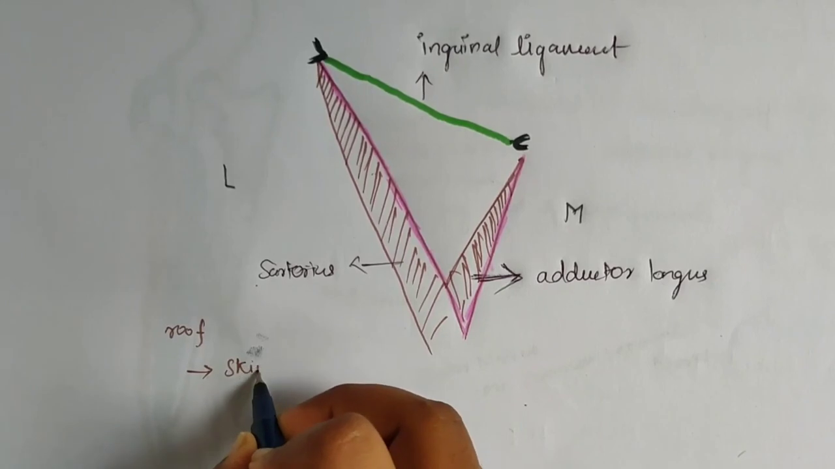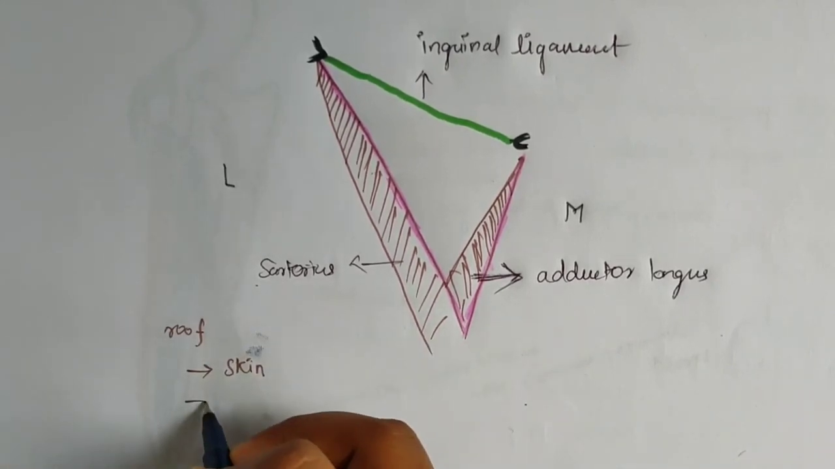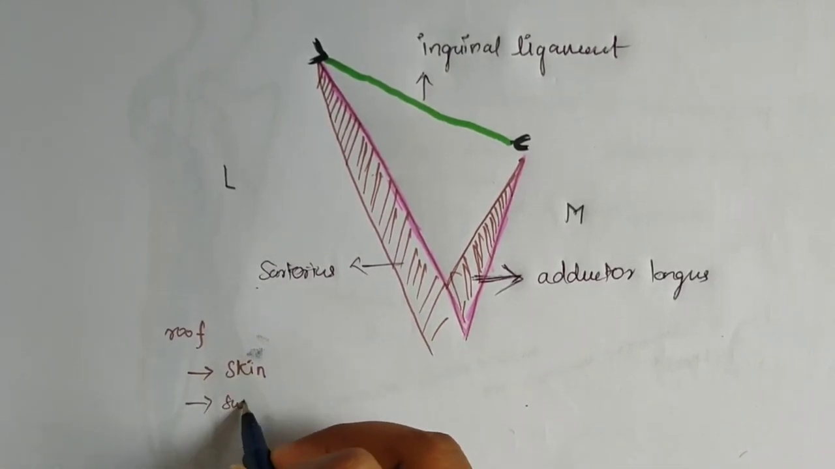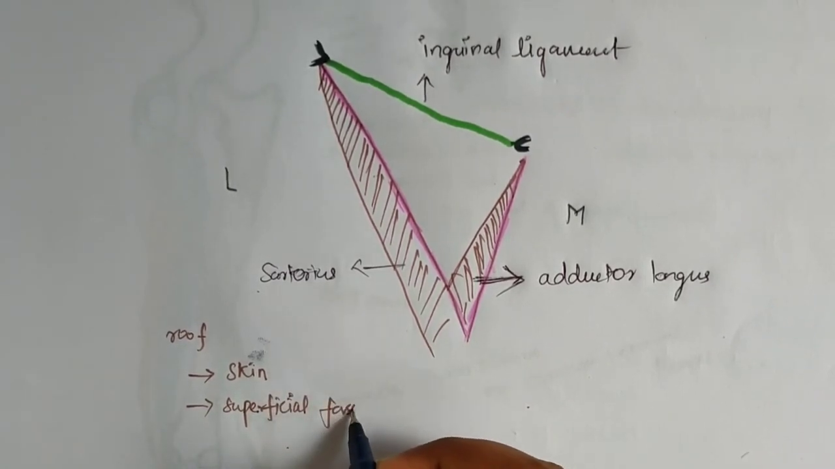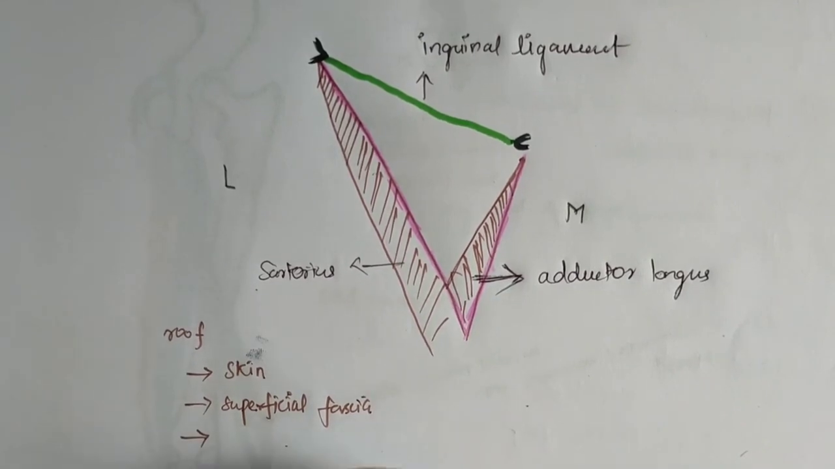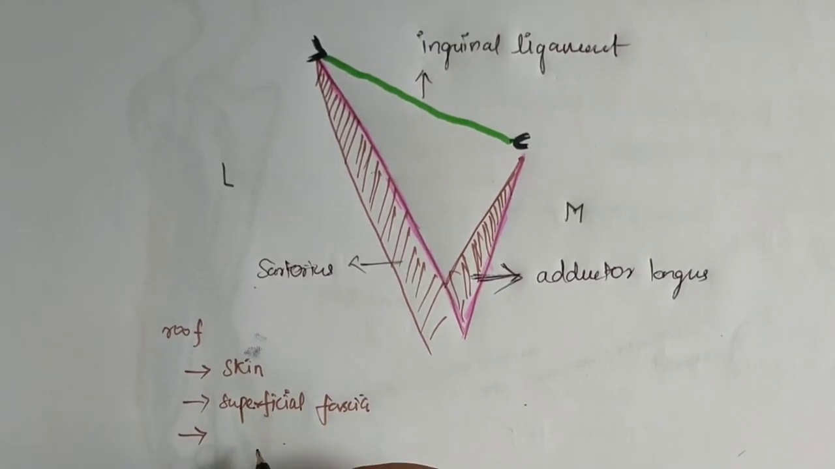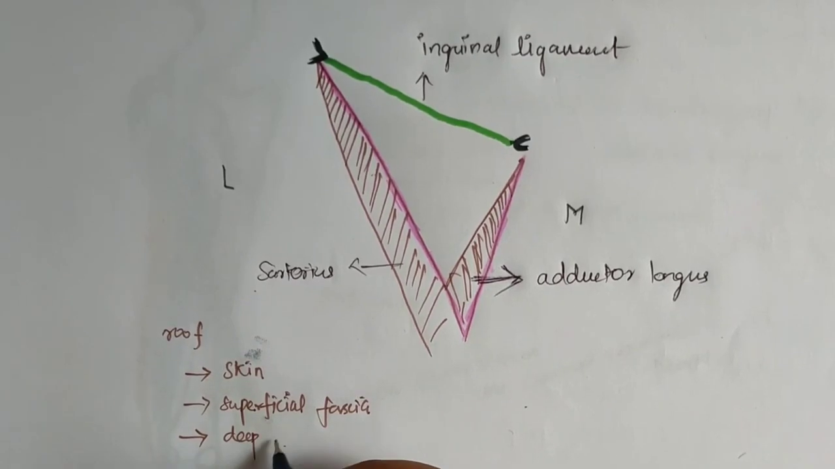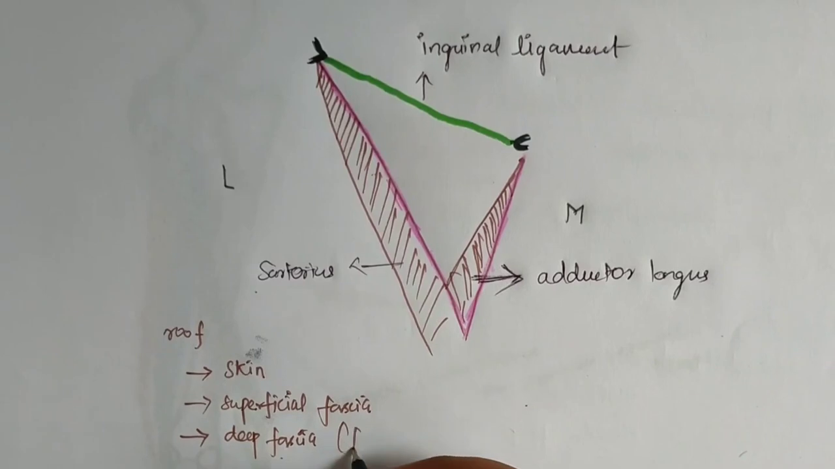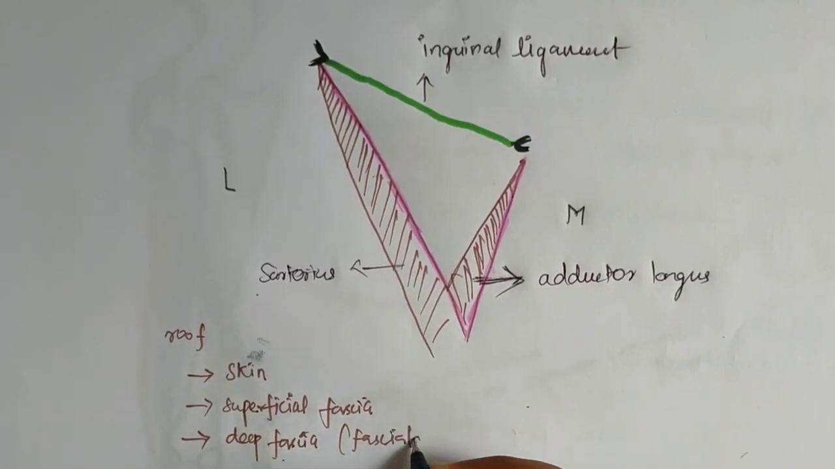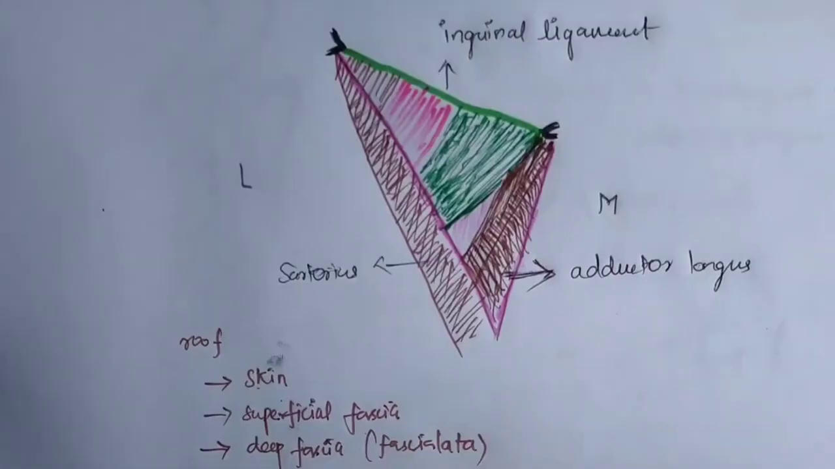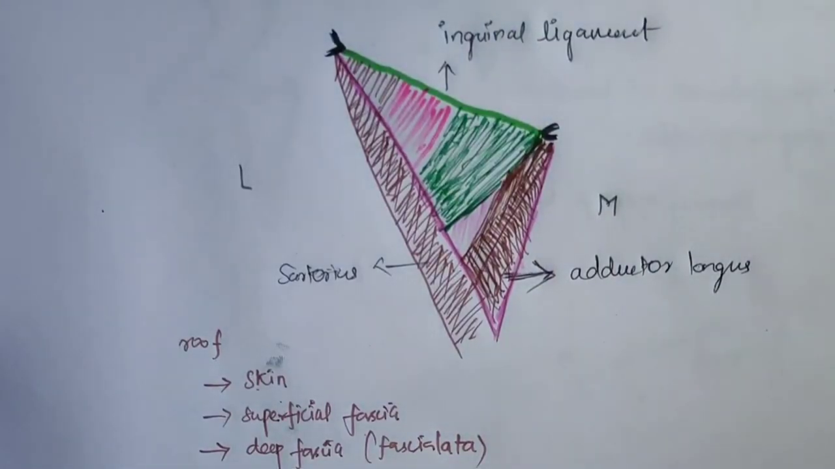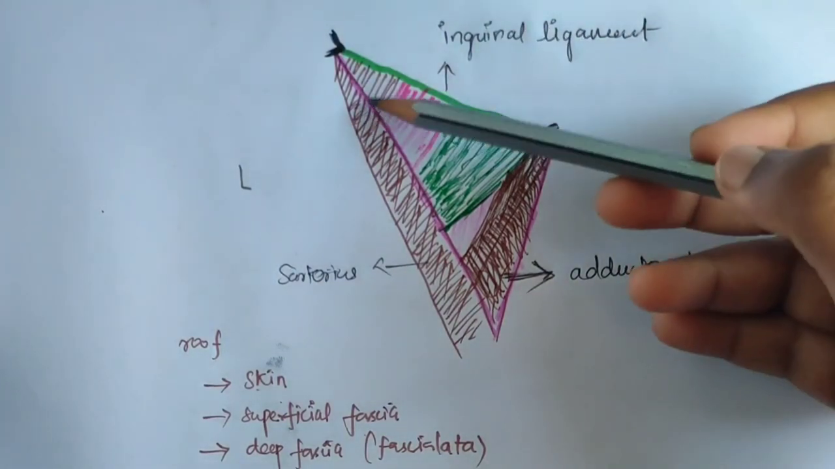skin. The first layer is the skin, and then the second layer is the superficial fascia, and then the third layer is the deep fascia. Deep fascia in the thigh is also called fascia lata. That's all about the roof. And next is the floor, which is formed by the muscles.